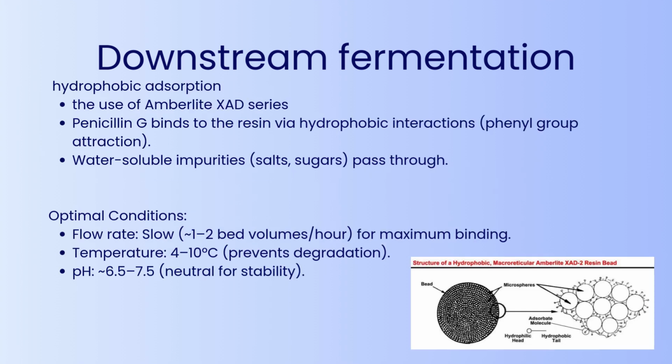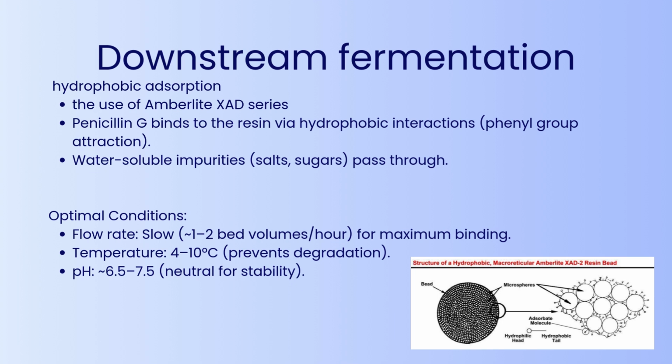For a greener approach, some adopt the method of Amberlite XAD resins. Penicillin binds via hydrophobic interactions thanks to its phenyl group, while impurities like sugars flow through. The condition for resin purification is that the flow rate should be between 1 to 2 bed volumes per hour. The rate is slow for maximum binding.